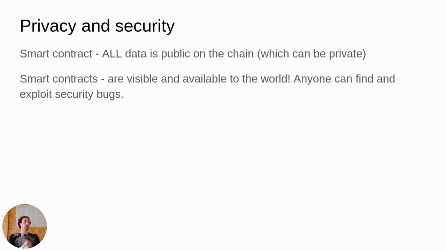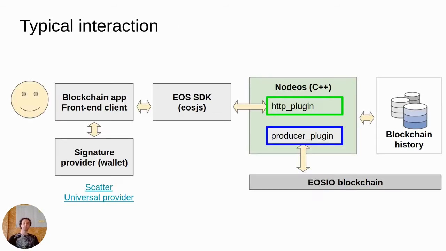So, some very important things. Can I go back? To communicate with that HTTP plugin, there's the EOS SDK, which is JavaScript. There's also a Java and a Swift SDK. Those are official ones. There may be other ones, but that covers most apps.